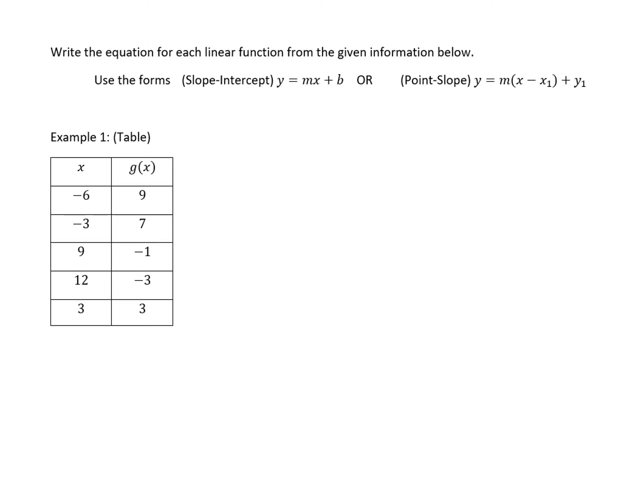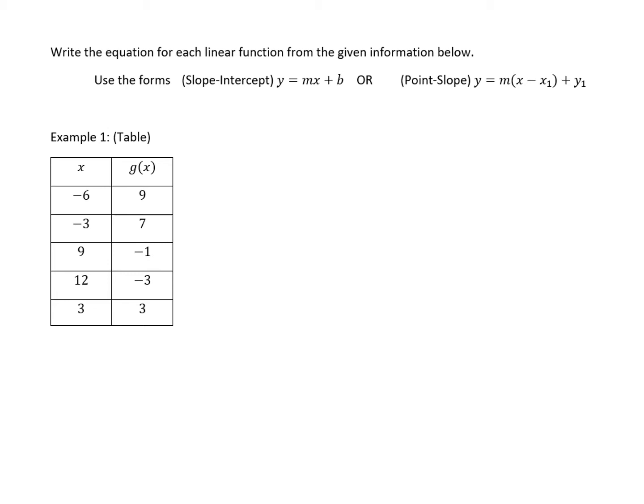For the first example, it asks us to write the equation for the linear function from the given information. In this first example, we're given a table and you're asked to use the forms y equals mx plus b, which is your slope-intercept form, or y equals m(x minus x1) plus y1, which is called your point-slope form. So for either one of these equations, you're going to need the slope. And again, I've started off with my favorite, the table.